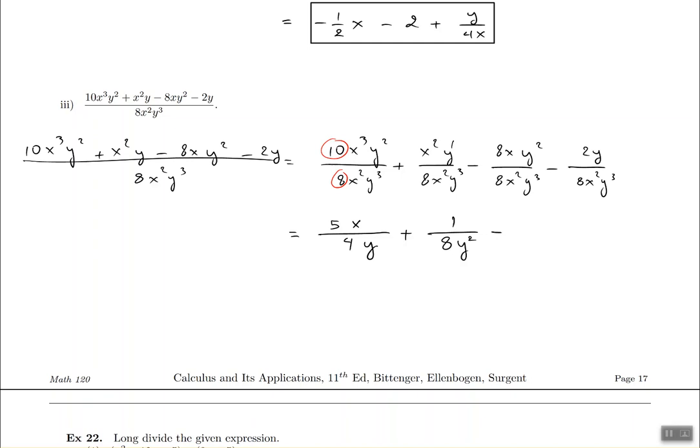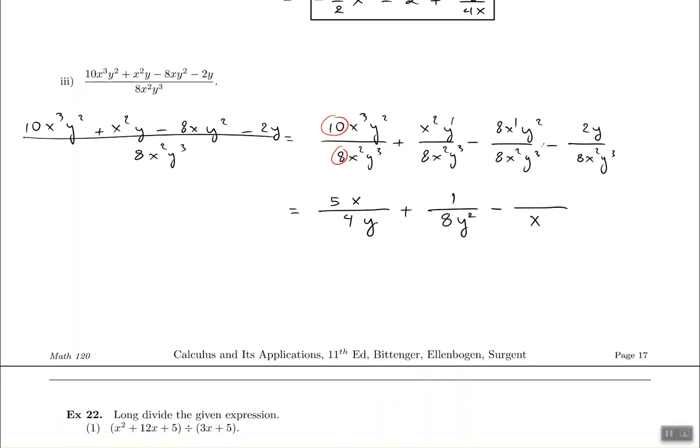Next, we have the 8x over 8x squared. The 8's will completely disintegrate. They will cancel each other out. There's x to the power of 1 and x squared. We can cancel one of each. We'll have x left over on the bottom, y squared (2) on top, y cubed (3) on the bottom. We can cancel one of each and a second one of each, and then we'll be left with an extra y on the bottom. Again, I need something on the numerator, so I'll put a 1 as a placeholder.